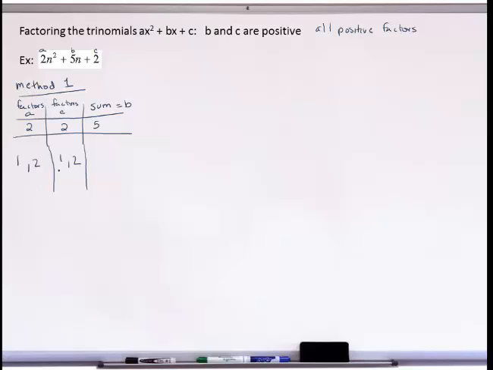Now, in order to deal with this, we don't just add 1 plus 2 and 1 plus 2. That's not what works. What we need to do is similar to FOIL. We're going to multiply the first times the first and the second times the second to start. That'll give us 1 times 1, which is 1, and 2 times 2, which is 4, and that equals 5. So we got that on our first try. Now, if that one hadn't worked, we would then do the first times the last and the second times the first. And I would have gotten 1 times 2, which is 2, and 2 times 1, which is 2, which would have given me 4.